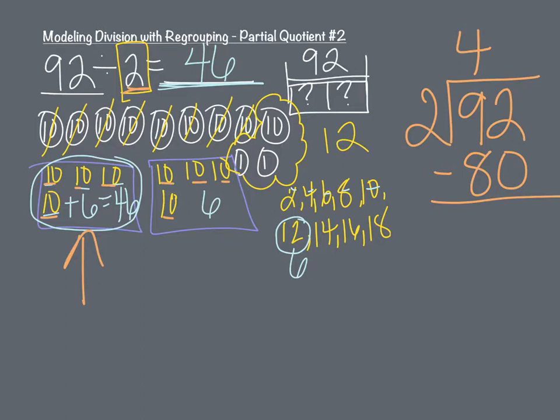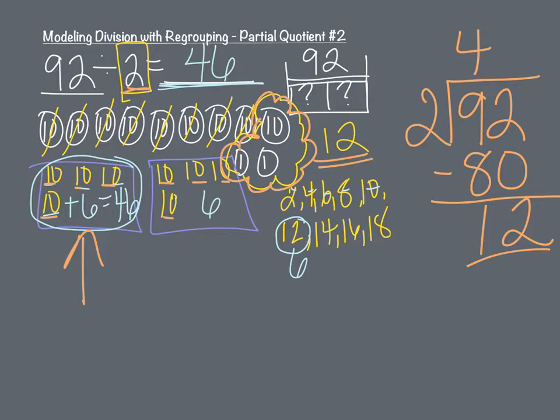So now our next step in the division process is to subtract. So let's subtract. 2 minus 0. Good, 2. 9 minus 8. Good, 1. So what is our new dividend? That's right, it's 12. Now remember when we were modeling, what did we have left over?